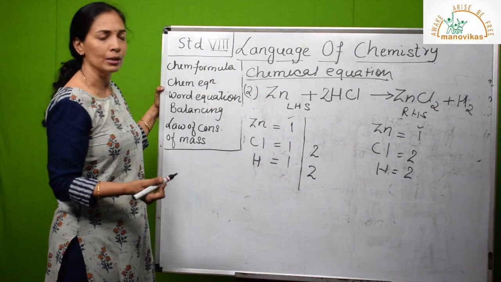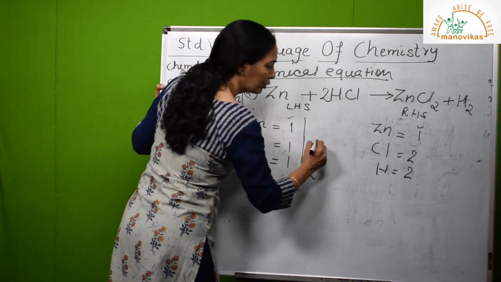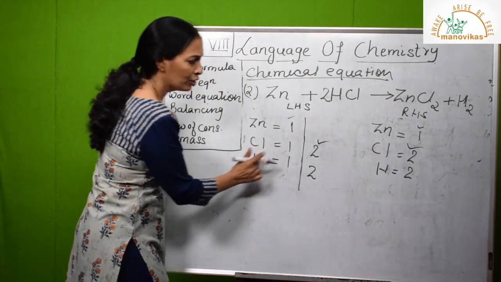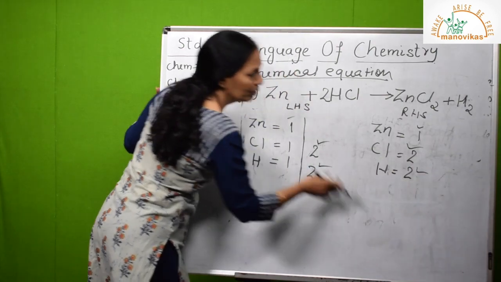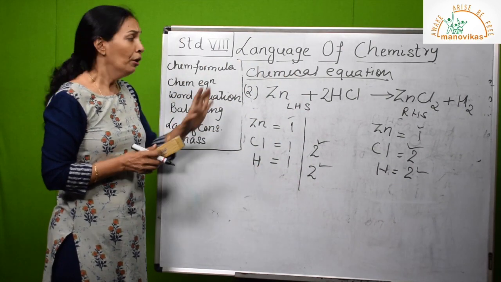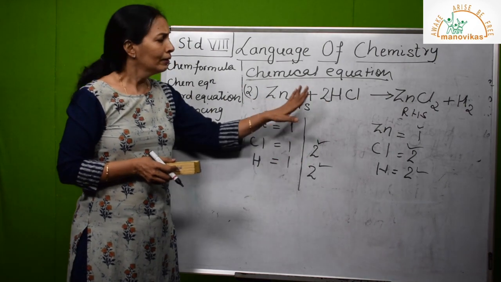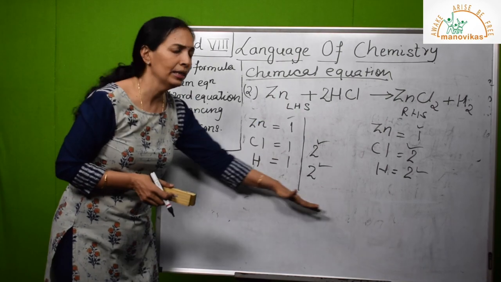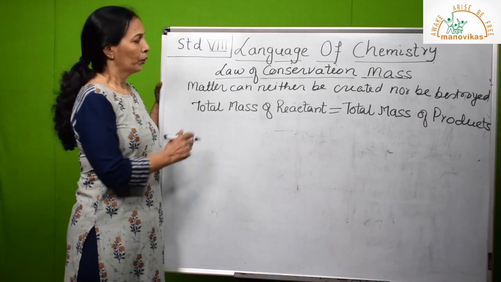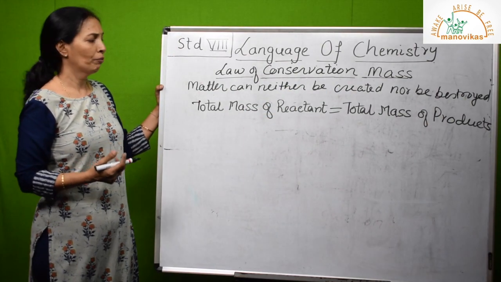Now let us see whether it is balanced. Zn 1, Zn 1 done. Cl 2, Cl 2, H2 and H2. So the equation is balanced. This is how you have to balance the equation. If you are writing 2 or 3 and it is not getting balanced, then you can change the number, but finally you write the correct equation. Okay, next we will see the law of conservation of mass. Now what is the law of conservation of mass?